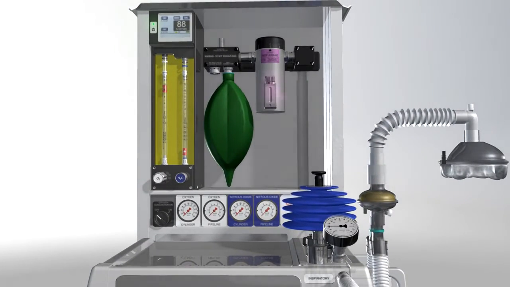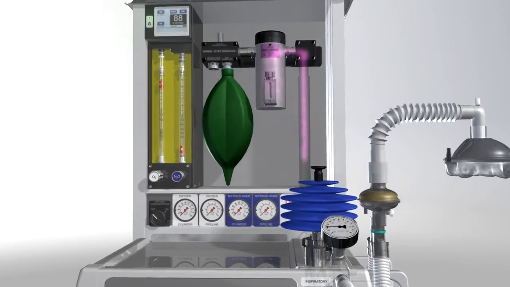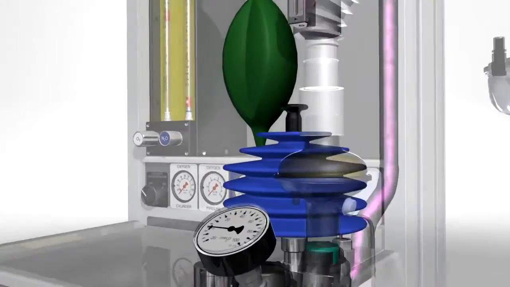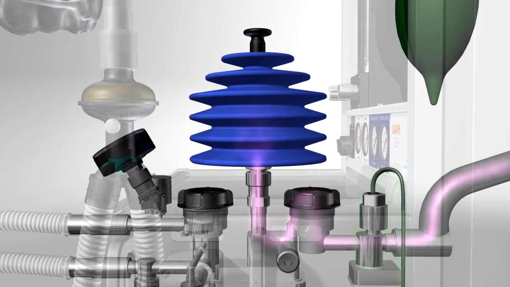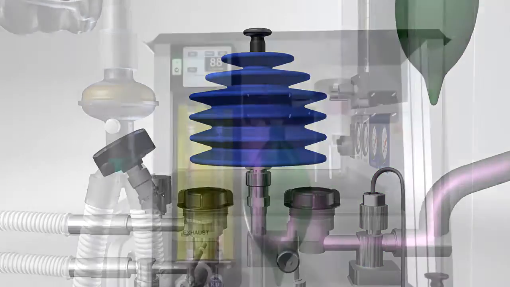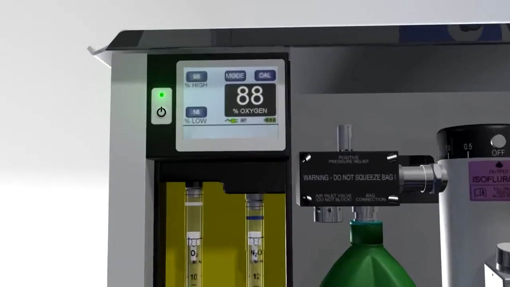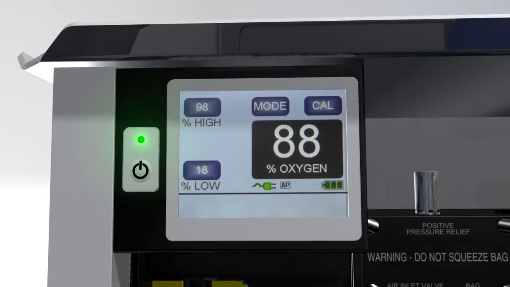The anesthetic gas flows at low pressure from the back bar to the breathing block and the bellows. A sensor reads the oxygen concentration of the gas passing to the patient. The reading is displayed on the oxygen monitor screen.